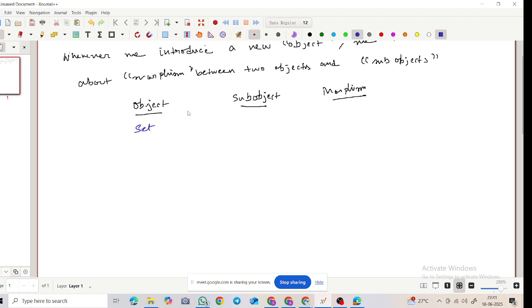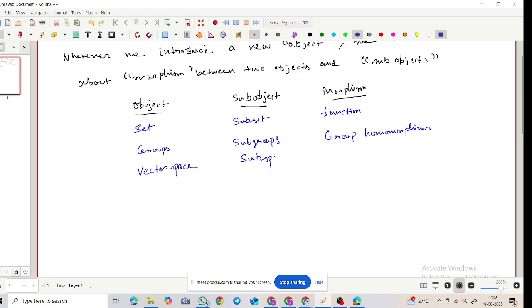So whenever we are talking about sets, the sub object is a subset and the morphisms are functions. You see, a morphism is basically a particular type of relation between two objects, like a function is between set to set, right? So whenever we say groups, we have subgroups. I think all of you already know the definition of subgroups. Then there are group homomorphisms. We will talk about this today, don't worry. Whenever we talk about vector spaces, I think some of you know what a vector space is, some of you don't. Don't be worried too much. We will talk about everything.